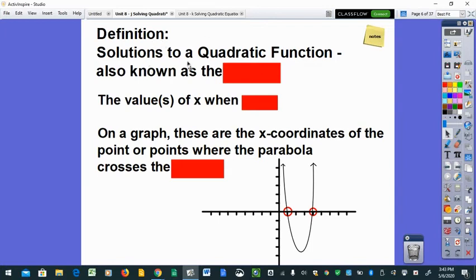All right, so definition. Solutions to a quadratic function are also known as the roots. So roots is a synonym for the word solutions. And it means the values of x when y equals 0. So the solutions of a quadratic are going to give you the points, or point, as we'll see, there can be that special case where the parabola crosses, intersects with the x-axis.